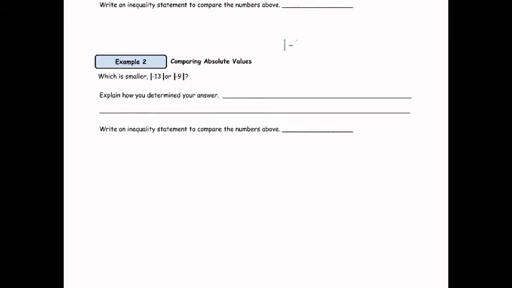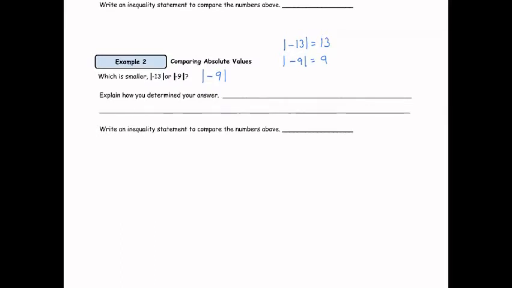Well, the absolute value of negative 13, the distance between 0 and negative 13 is 13. The absolute value of negative 9, in other words, the distance between 0 and negative 9, is 9. So which one is smaller? Well, let's compare 13 and 9. I know that 9 is smaller. Therefore, the absolute value of negative 9 is smaller than the absolute value of negative 13. So the absolute value of negative 9 is smaller.